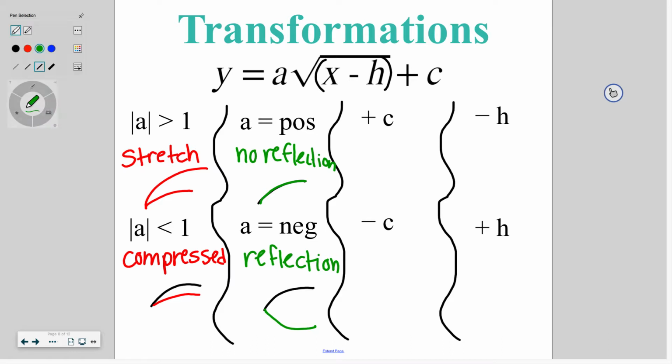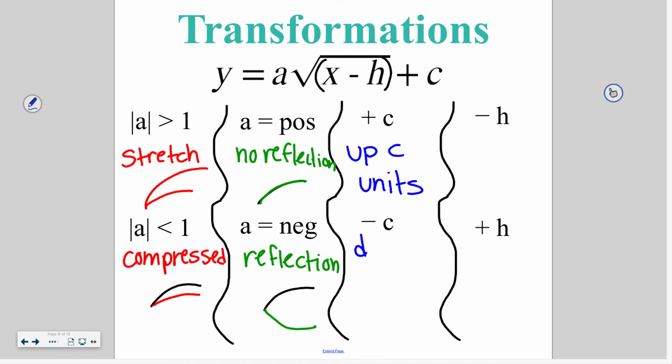The C value, that's what tells us how it moves up and down the graph. So if C is positive, you are moving up C units on the graph. And if it's negative, you are moving down C units on the graph. So if it's positive or addition, you're going up. Negative with the subtraction, you are going down.